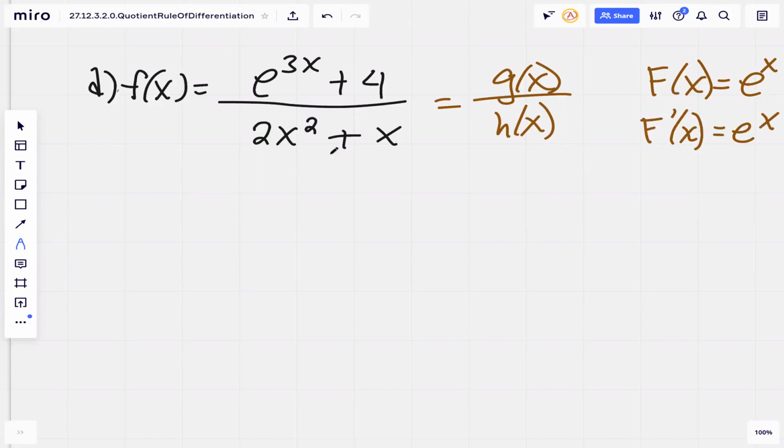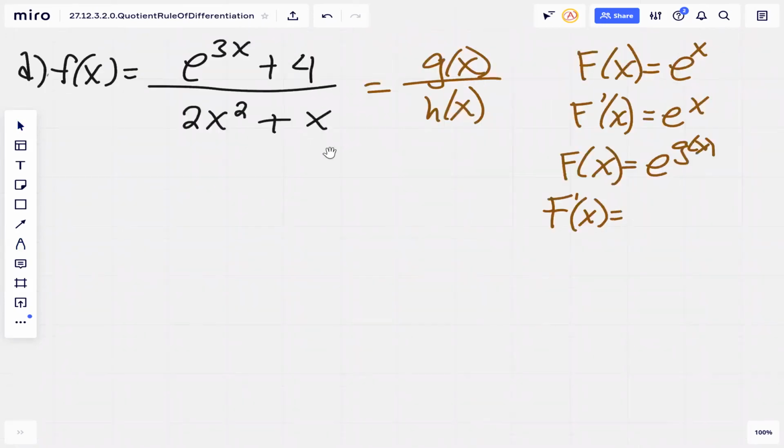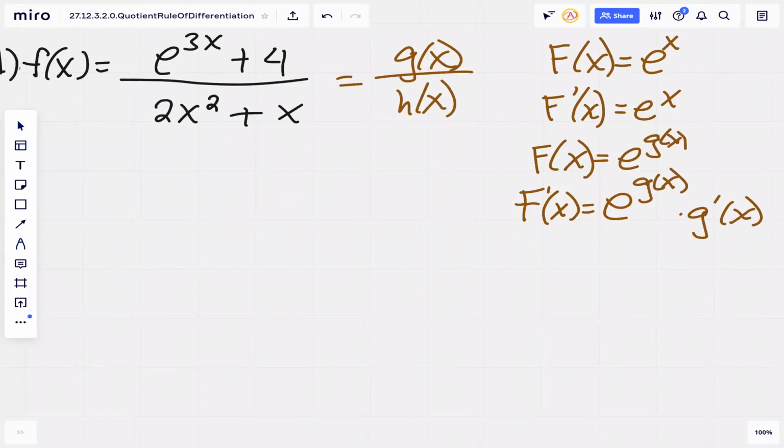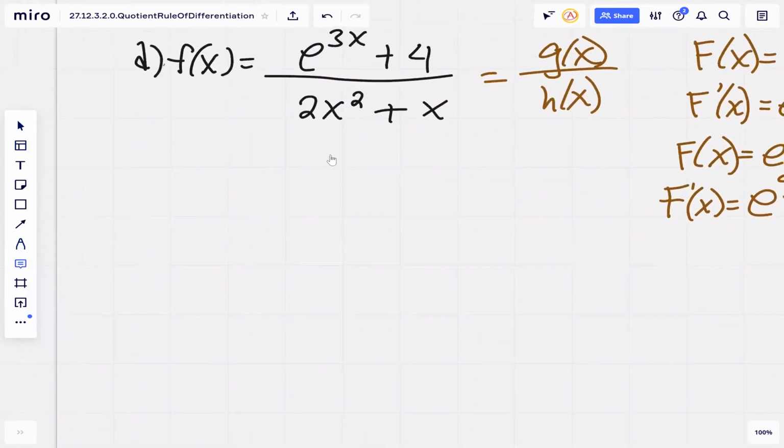So for example, if our function is e to the g of x, then the derivative is, let's give ourselves a bit more space, e to the g of x, again, times g prime of x. So we have to use our chain rule. All right, so let's just go back to our problem. And we'll need to use this fact that I outlined here on the right.